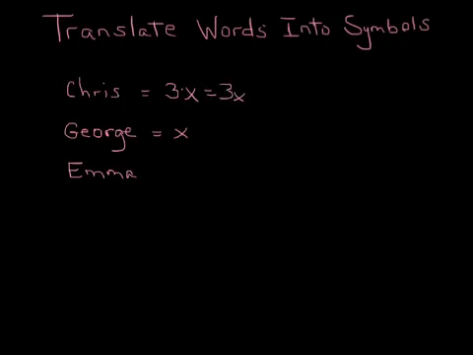Then we said Emma only has half as many CDs as George. So if we want only half of George's amount, we've got to either take George's amount and divide it by 2, or we could write it like 1/2 times X. Another way of writing 1/2, of course, is 5/10 or 0.5X. So any of these symbols will work to describe how many CDs Emma has, translated in terms of the number that George has. Let's do another example.